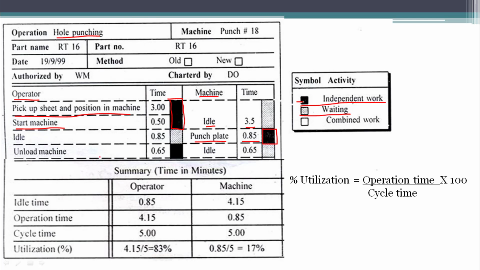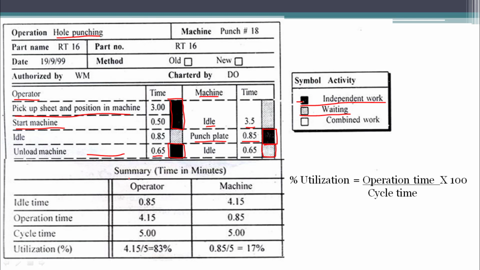And then finally the operator will unload the machine. It will take 0.65 minutes. This is an activity done only by the operator, so it will be denoted as a dark box, and at that time the machine is idle, so we have represented it with the hash box. So the activities done by the operator and machine are simultaneously recorded against the time scale, and we have also used a symbol to show the idleness and activeness of the machine as well as the operator.